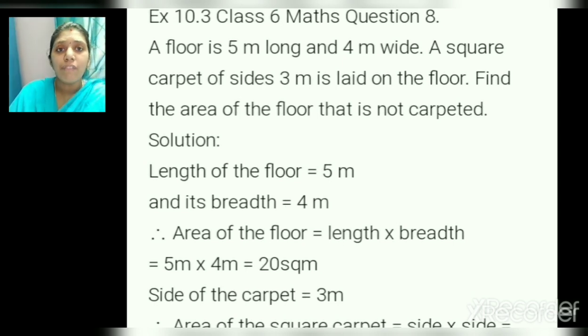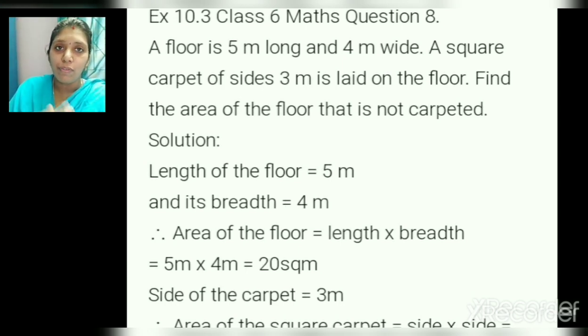Now we have to find the area of the floor that is not carpeted. Here the length and breadth of the floor is given, and they are not saying that the entire floor has been carpeted. The question is not like that. In that entire floor only a square carpet of side 3 meter is laid. So we have to find the remaining part of the floor that is not carpeted.